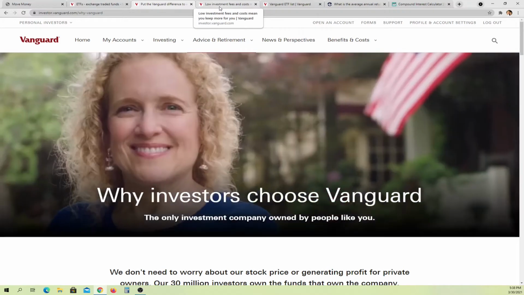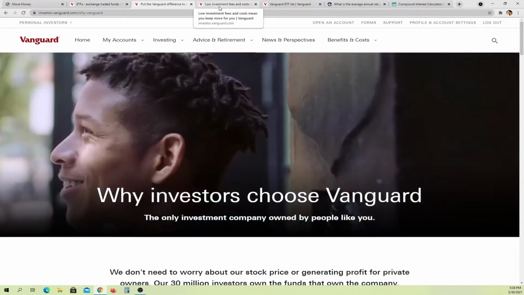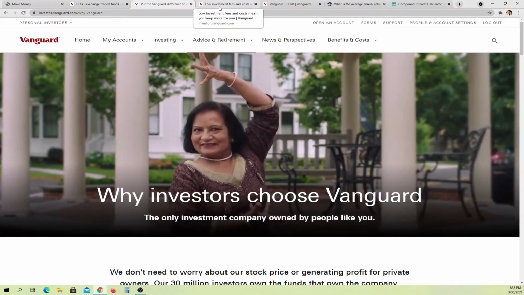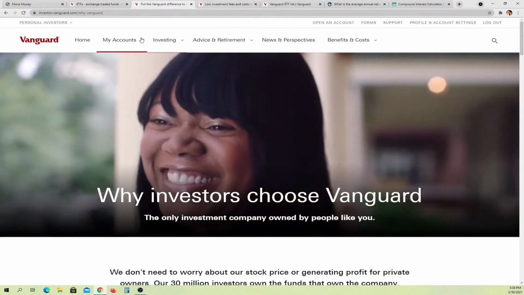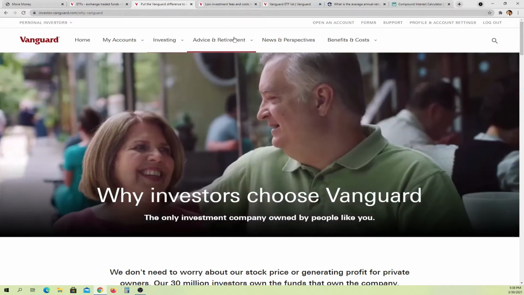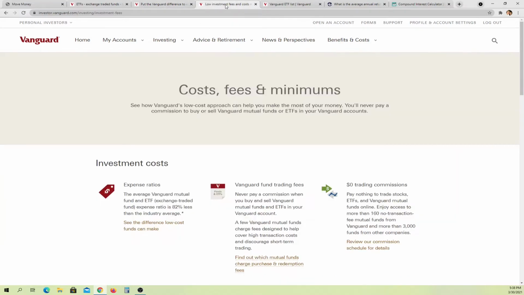Actually, Warren Buffett recommends to his family, after he passes on, to take their inheritance, open up a Vanguard account, and invest the money in an S&P 500 ETF. Exactly what I'm going to show you.